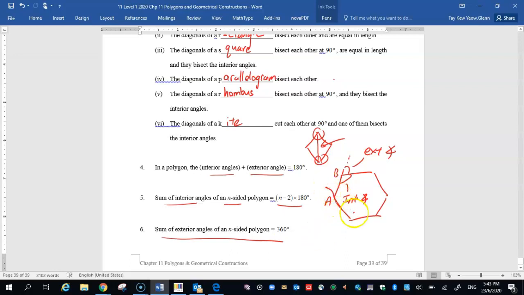And we know that once we look at these exterior angles, if you shrink this entire polygon, you will end up with a small dot. Just like this: 1, 2, 3, 4, 5, 6, where it's 360 degrees. Alright, and that's about it.